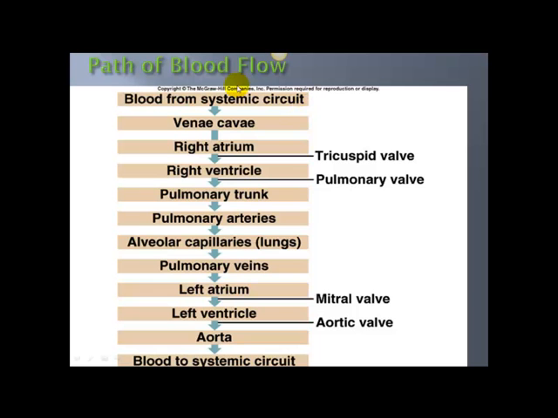The systemic circuit remembers the body. This is blood that is low in oxygen, high in CO2 coming back from your body. And you'd have to add in superior and inferior vena cava here, right atrium, tricuspid, right ventricle, pulmonary valve, pulmonary arteries to the lungs, pick up the oxygen, dump the CO2, back through pulmonary veins to the left side of the heart, left atrium, mitral or bicuspid valve, left ventricle, aortic valve, aorta to the body again.